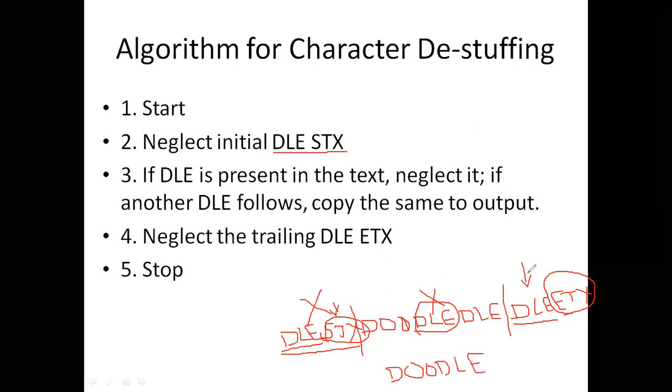And then we have to neglect the ending delimiter. Okay, so this is the stuffed one, and this is the ending delimiter. If you take out this one, then we will have the correct information that we have to send to the network layer. Okay, so this is the algorithm for character destuffing.